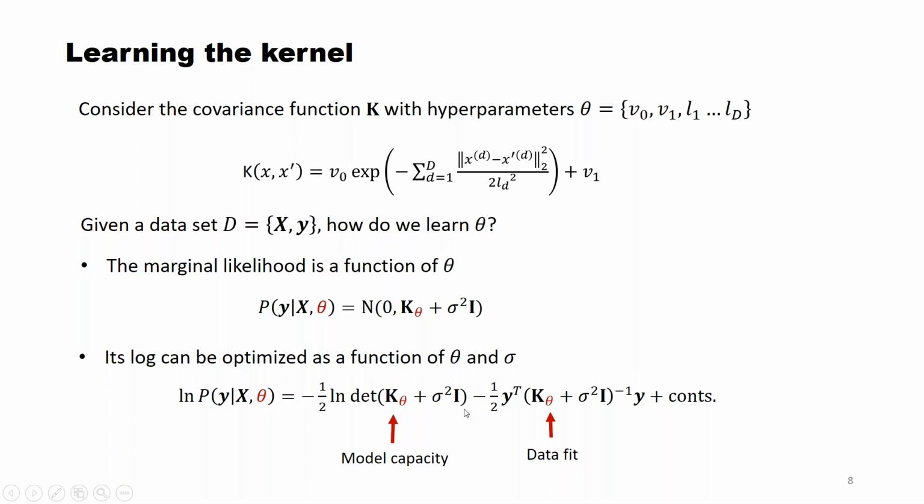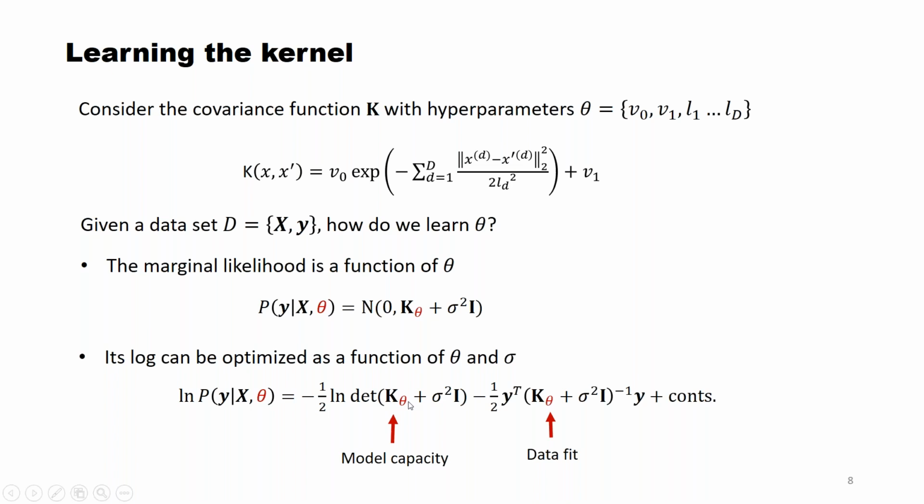Now this has nothing to do with the data. It just has to do with the model that you're constructing. And this is a term that is connected to model capacity. So how constrained is your model? And this is the term that has to do with the data fit. How well is your model actually fitting the data? It's not obvious, it's not trivial to see this, but this is what's going on.